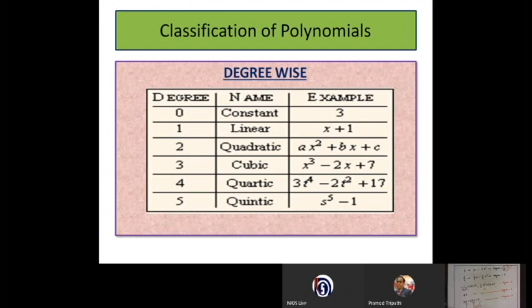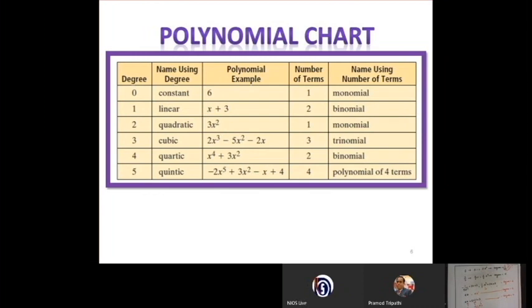So now we move to the polynomial chart. In this chart, the polynomials are written according to the degree wise or the term wise. One example we have taken here, the 6. So the degree is 0, hence it is a constant polynomial. 6, there is only one term, hence it is a monomial.